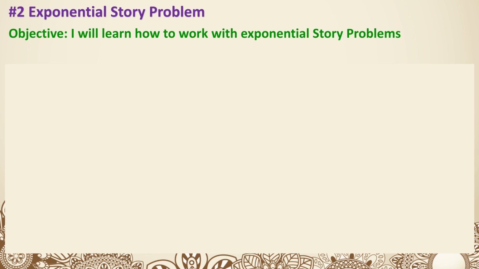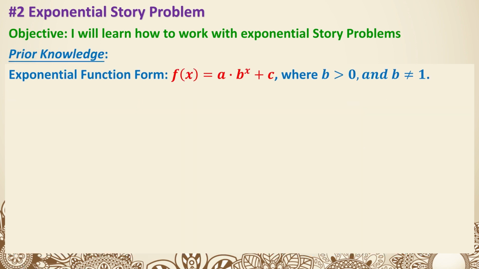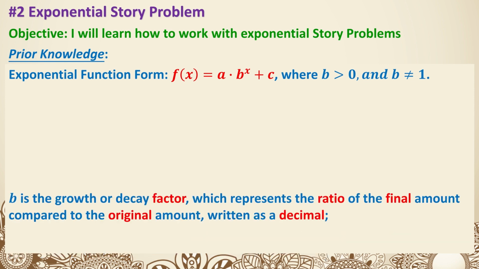In this lesson, we're going to continue to learn more about exponential story problems. But quickly, let's review what an exponential function looks like. f(x) = a times b to the x power plus c, and b has to be greater than 0, and b cannot be 1 because that would make the function a straight line.